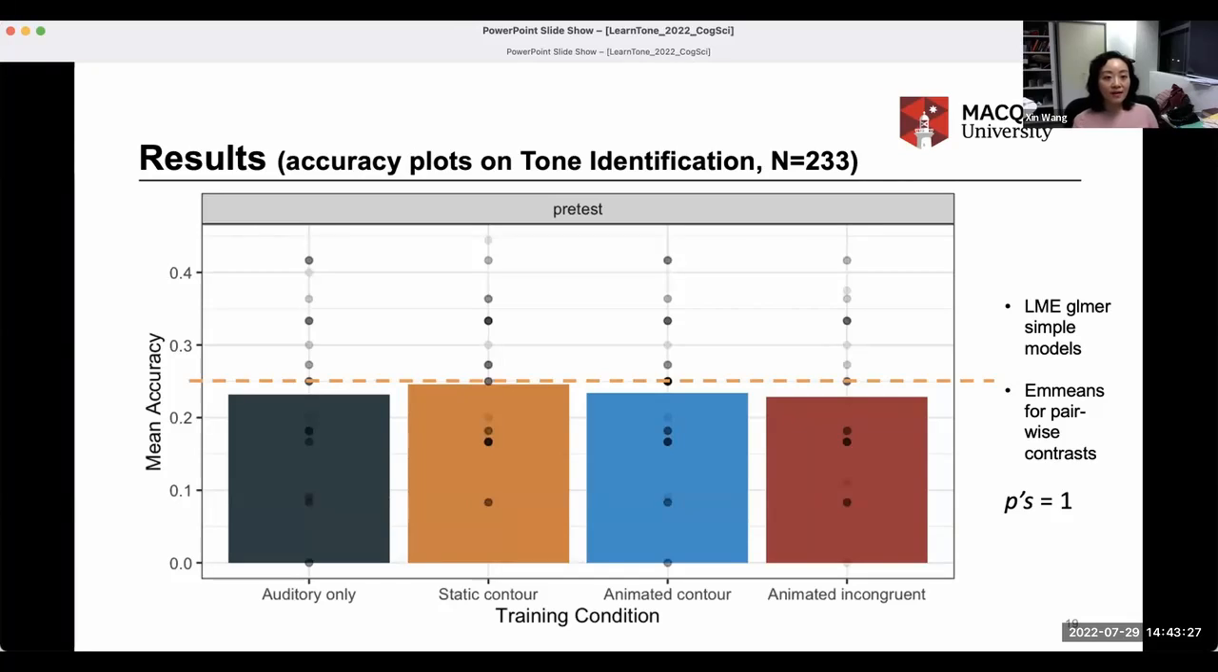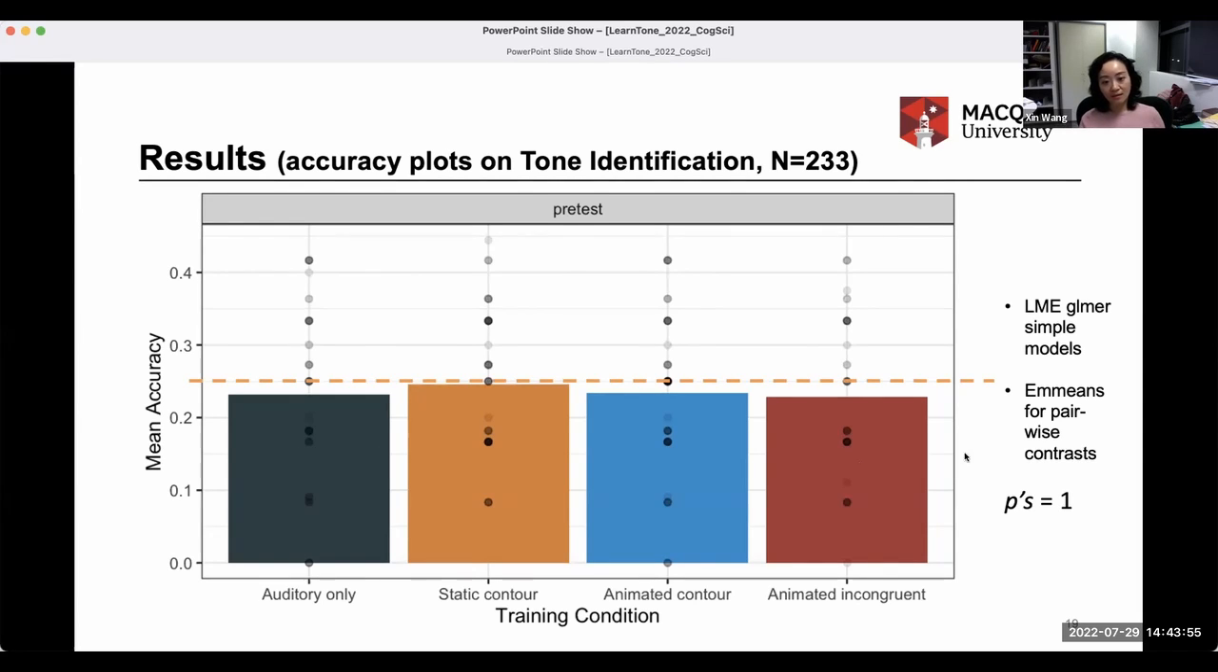So here we plotted the accuracy results for the tone identification task. In total, we had 233 participants across the 4 different conditions. For analysis, we used LME, GLMER simple models because the complex models failed to converge. And we also used the emmeans package for pairwise contrasts between conditions.